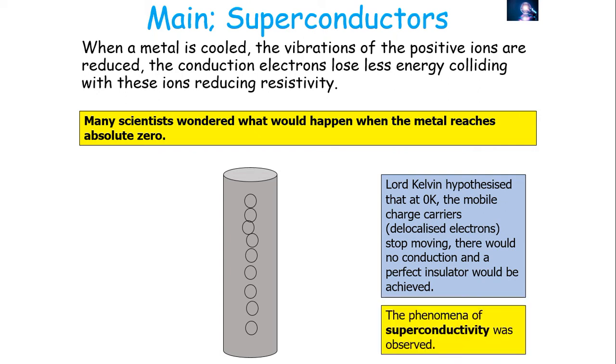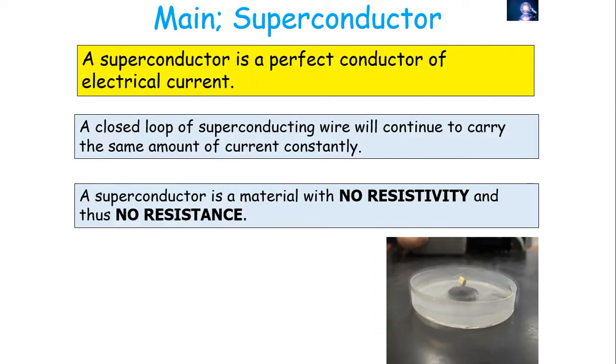Another effect was observed. The phenomenon of superconductivity was observed in certain materials. Now, a superconductor is a perfect conductor of electrical current. A closed loop of superconducting wire will continue to carry the same current constantly because there's no resistance. Because a superconductor, by definition, is a material with no resistivity and therefore no resistance.